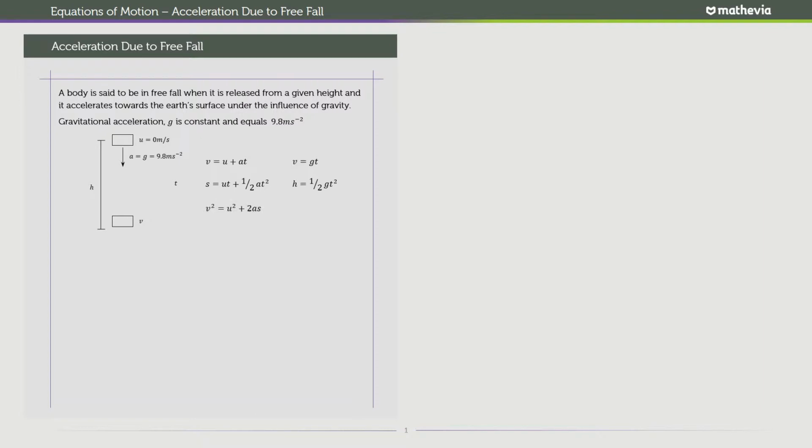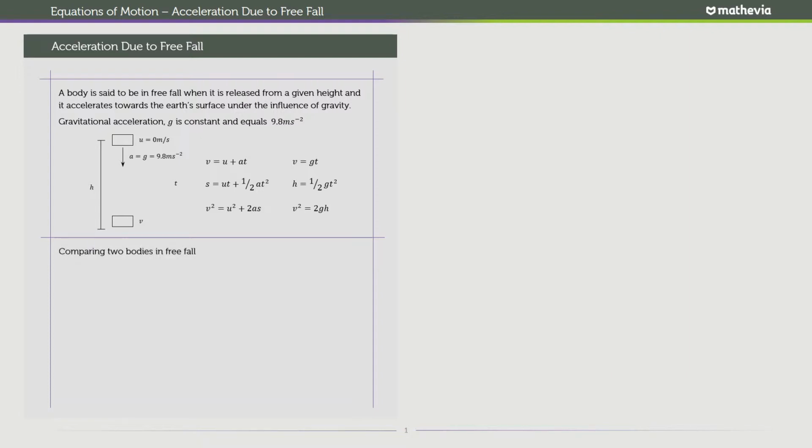And then finally we have v squared equals u squared plus 2as. V squared equals 2gh. Simple, straightforward. Now that's pretty much all you need to know for this lesson. But there's something very, very important that it'd be nice for us to touch on before we proceed.